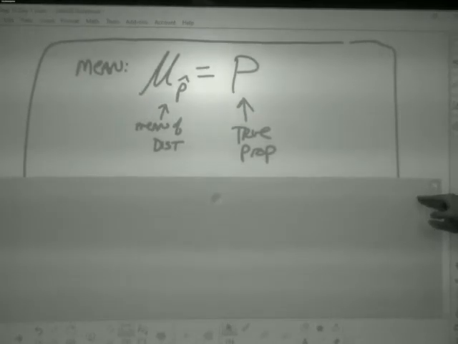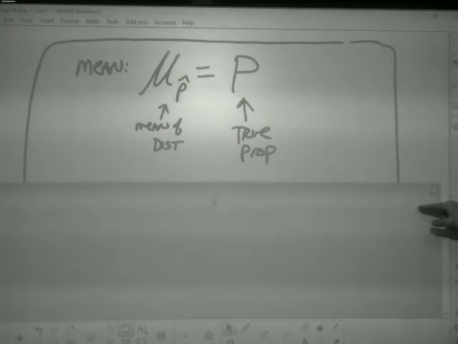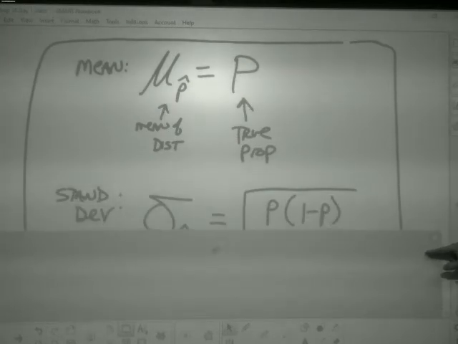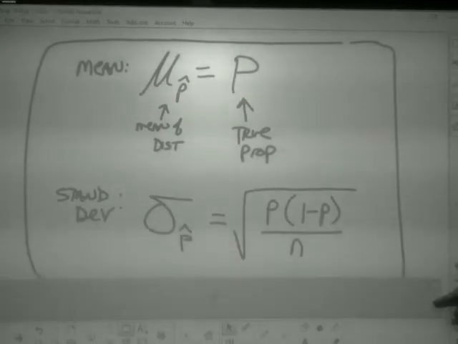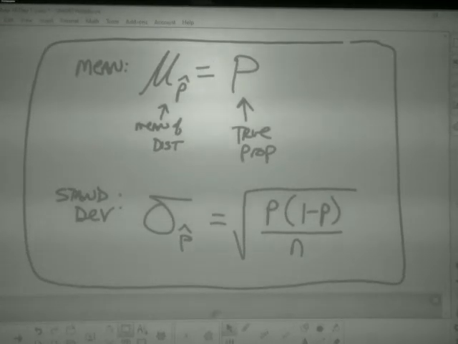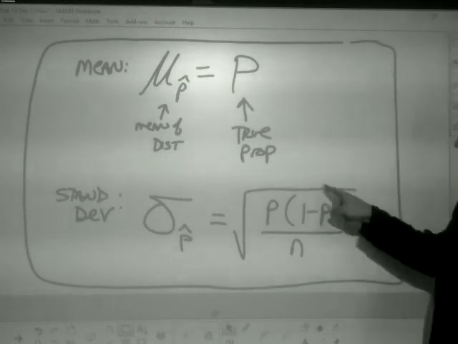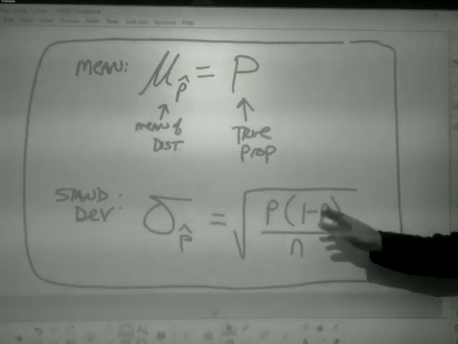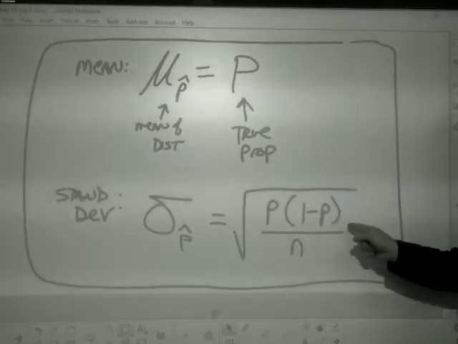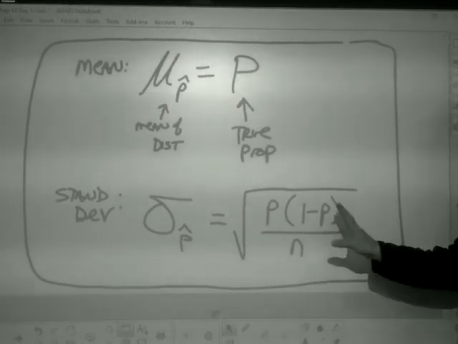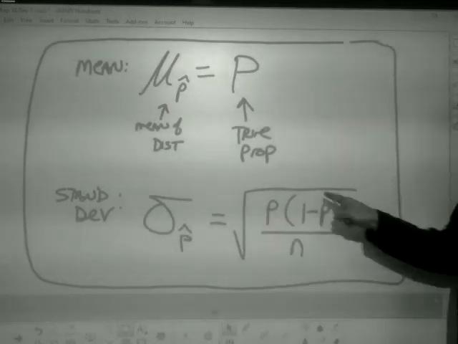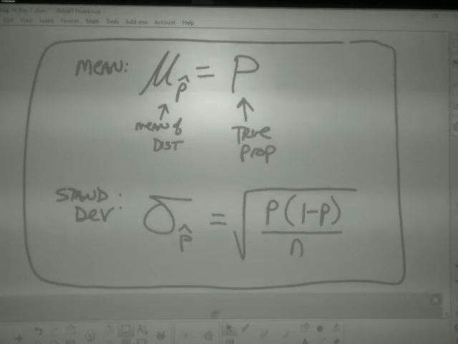So the mean of the distribution is equal to the true proportion, and the standard deviation is similar to the previous formula, but now that we're dealing with proportions, the standard deviation of this distribution of proportions is going to be equal to the square root of, and all of this is under the square root, p times 1 minus p all over n, and all of that under the square root symbol. And that's the standard deviation.